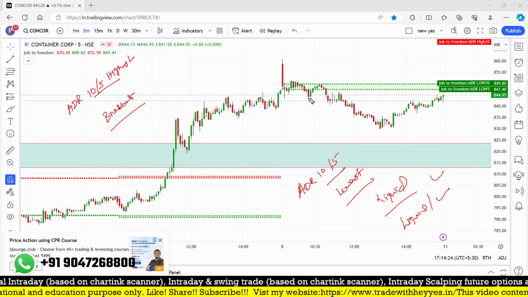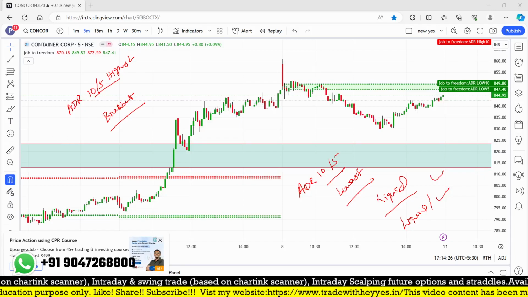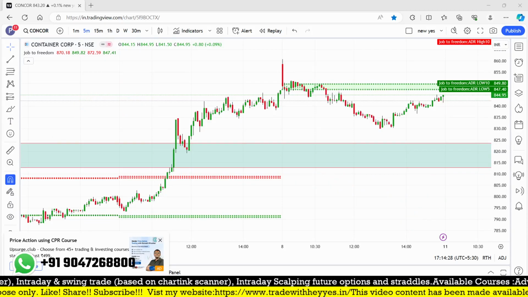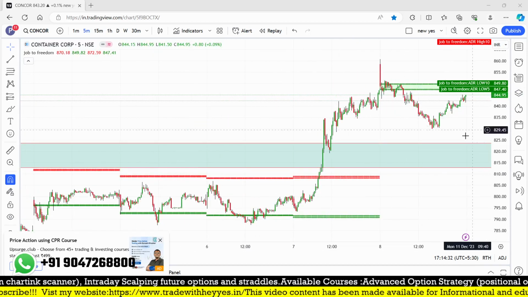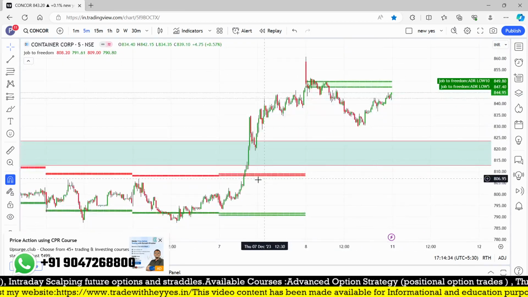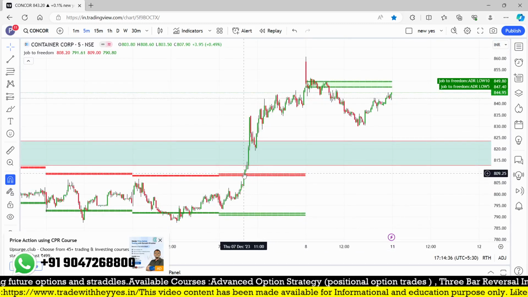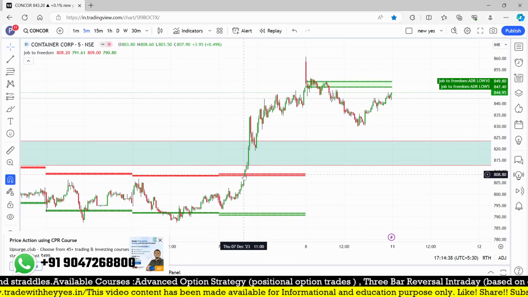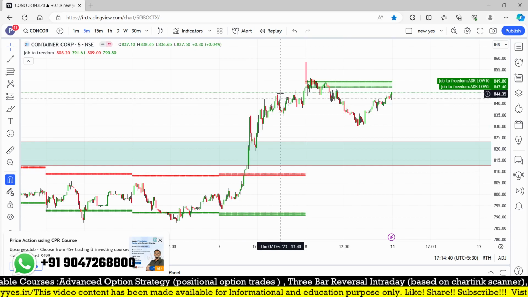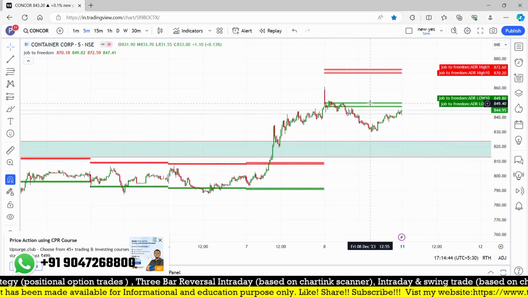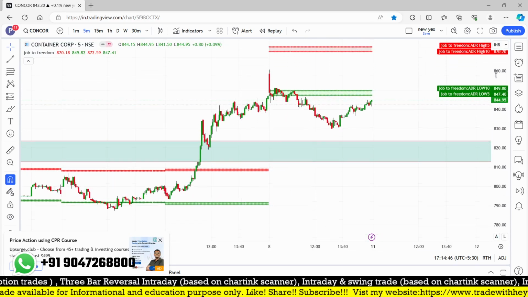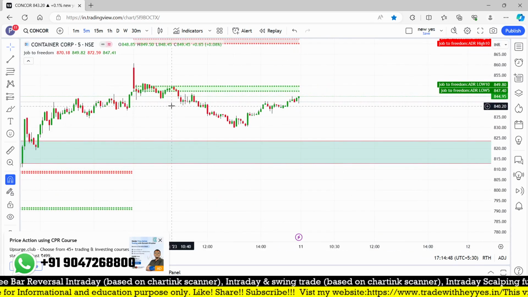Okay, so by using this ADR period, how are we going to find an opportunity? Look at this particular stock, Container Corporation. Yesterday it gave such a good move. I have already shared my trade at this point from 808 and it went up to 842. The next day, it doesn't break the ADR higher level. Instead, it is going to break the ADR lower level.